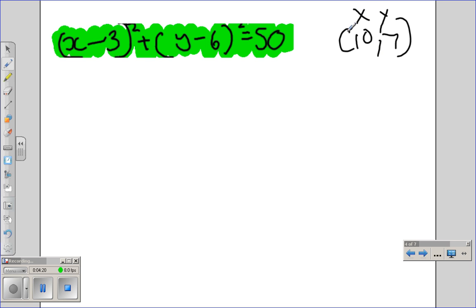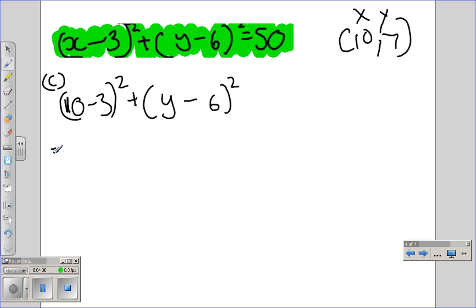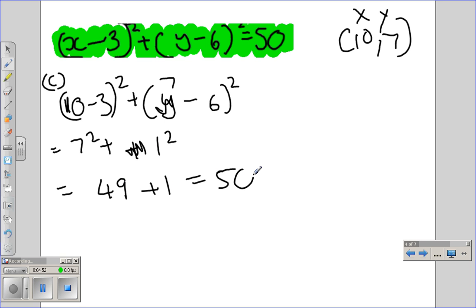X, y, so we need to substitute that in and hopefully it will work and equal 50. So x is 10, this is for part C: 10 minus 3 all squared plus y minus 6 all squared equals 7 squared. Oops, y is 7, plus 1 squared equals 49. Plus 1, which equals 50, which is what it says there. So that point works there, so we've done it. That's part C.